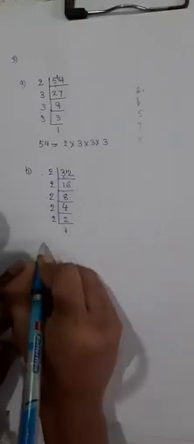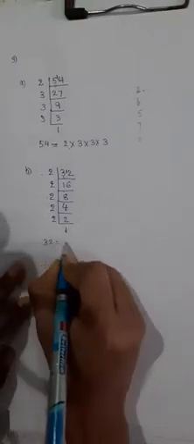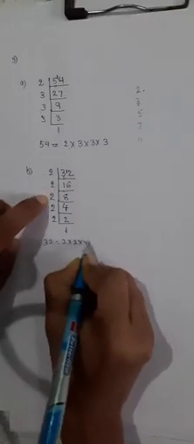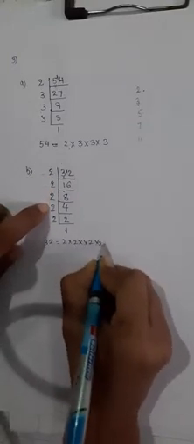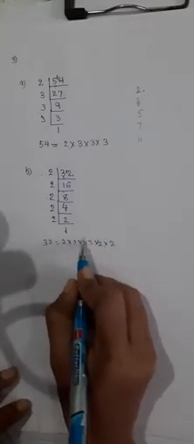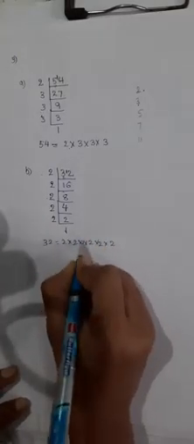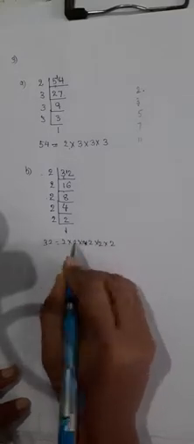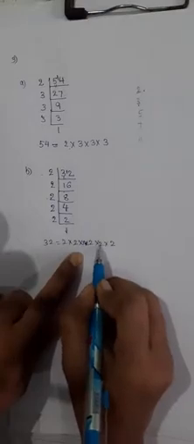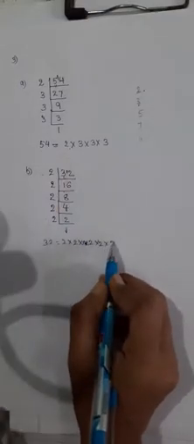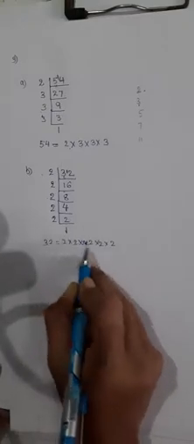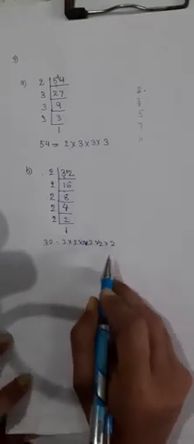So hence 32 is written as 2 multiplied by 2 multiplied by 2 multiplied by 2 multiplied by 2. You see, 2 2s are 4, 4 2s are 8, 8 2s are 16, 16 2s are 32. So this is how we represent 32 in the form of prime factorization. So we'll move to C question.